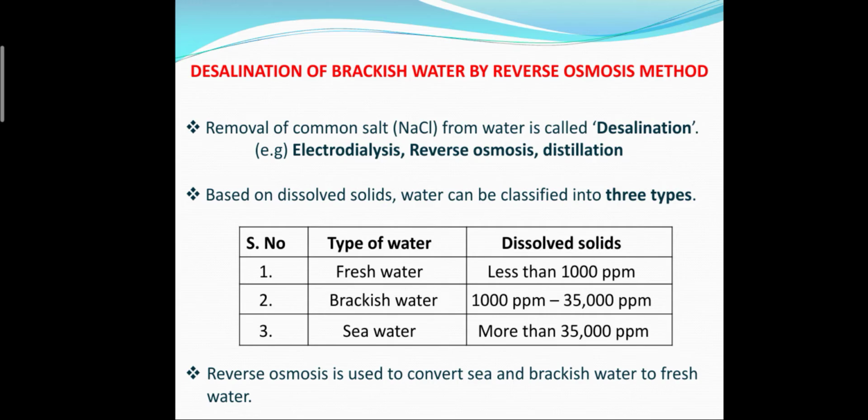Normally, we can classify the water into three types based on the presence of dissolved solids in it. They are fresh water, brackish water and seawater. Fresh water contains dissolved solids less than 1000 parts per million, that is ppm. Brackish water contains dissolved solids in the range between 1000 ppm and 35,000 ppm, whereas seawater contains dissolved solids more than 35,000 ppm. To convert the sea and brackish water into fresh water, reverse osmosis process is used.